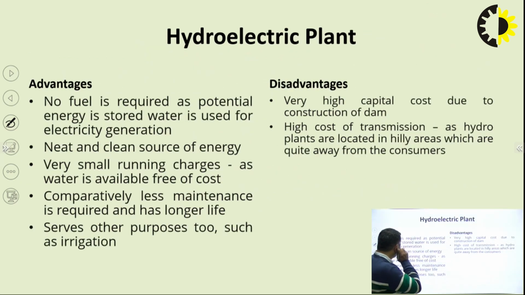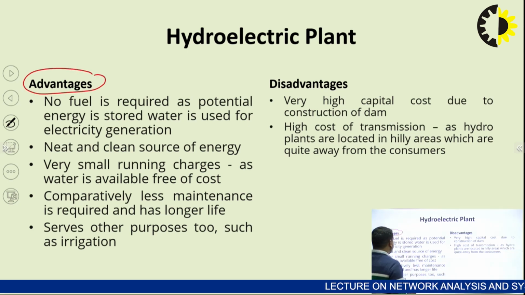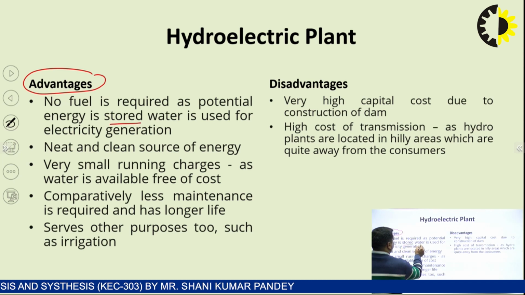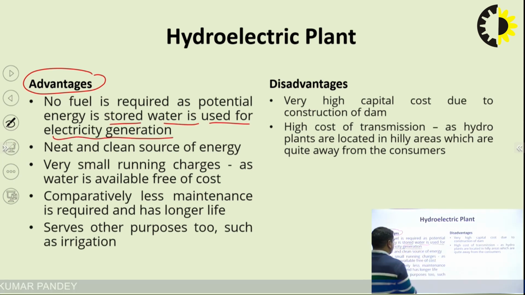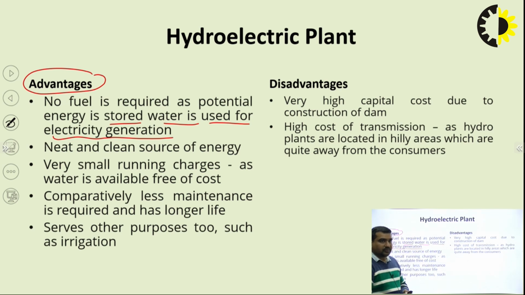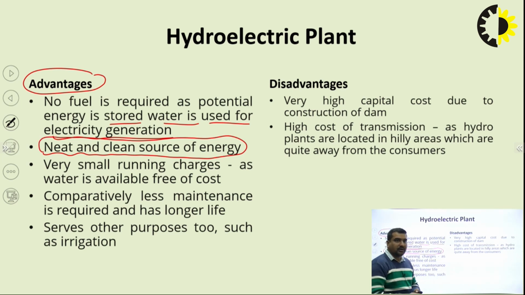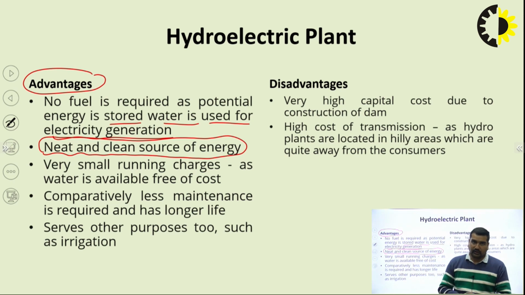Here is the last topic, the advantages and disadvantages of hydroelectric plants. First we discuss the advantages. No fuel is required, as potential energy is stored and water is used for electricity generation. There is no fuel because water is free, and it is a neat and clean source of energy, because we know that nuclear and thermal plants cause much pollution. In this case there is no harmful pollution.